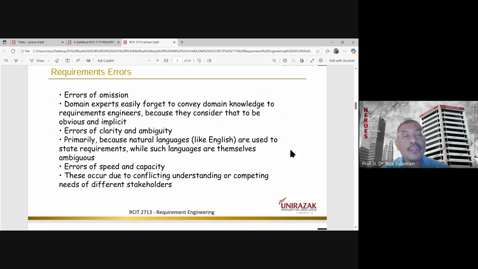And then there is also the error of clarity and ambiguity. This is primarily because of natural languages, how you explain to people in layman's terms. Okay, and then there is also errors of speed and capacity. So these occur due to conflicting understanding of different information by the stakeholders. Remember, stakeholders here are not just one organization or one type. There could be more than one stakeholder involved in the project.